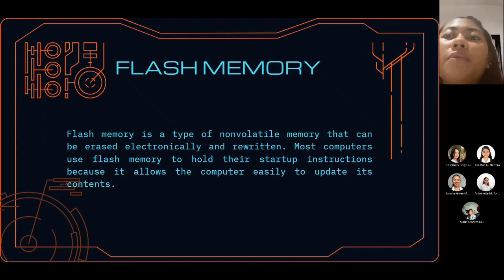Flash memory. Flash memory is a type of non-volatile memory that can be erased electronically and rewritten. Most computers use flash memory to hold their startup instructions because it allows the computer to easily update its contents. Flash memory chips also store data and programs on many mobile computers and devices, such as smartphones, portable media players, PDAs, printers, digital cameras, automotive devices, digital voice recorders, and pagers.